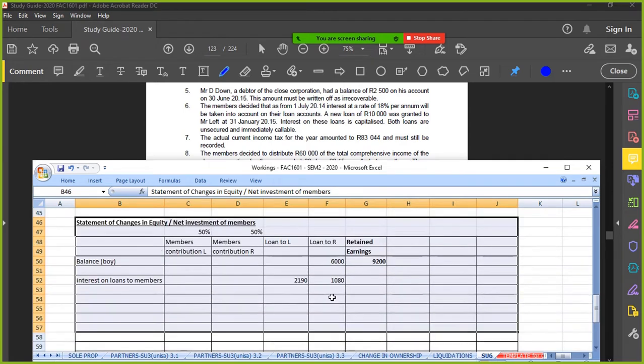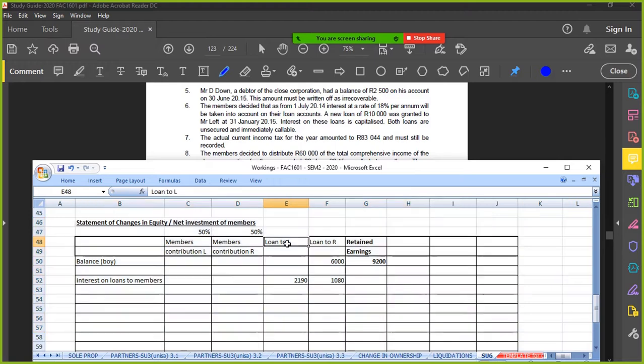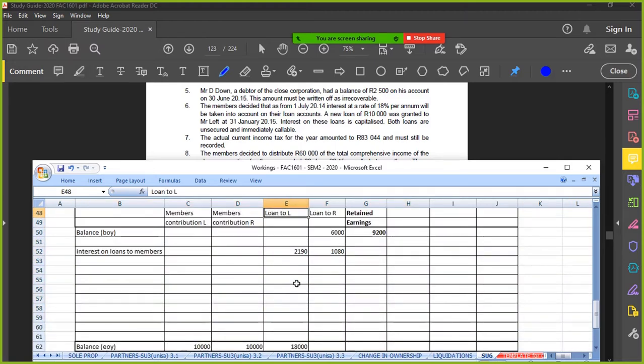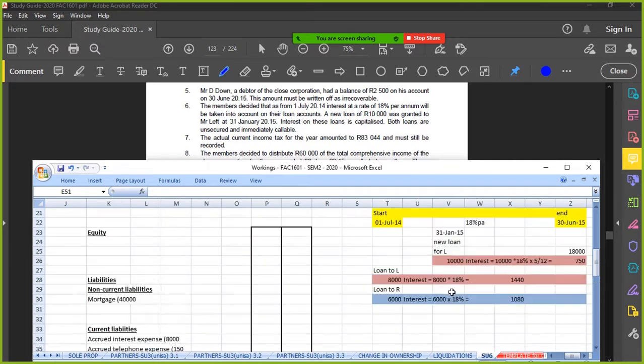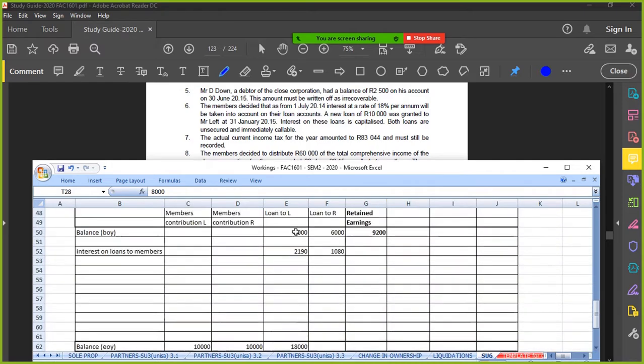Okay, so loan to L, we actually need to update this. The loan to L balance was 8. We read that in the question. It's in my diagram. I wrote it down here. There's the 8, there's the 10. We spoke about it. Remember that? Okay, and then you've got the 6 as well. So 8 and 10. There's the 8. We need to show the 10. That gives us the 18.